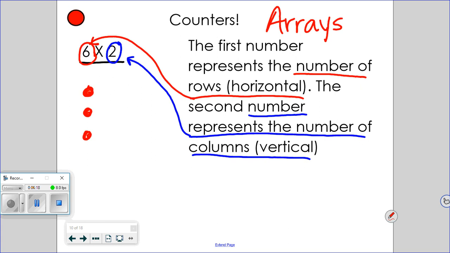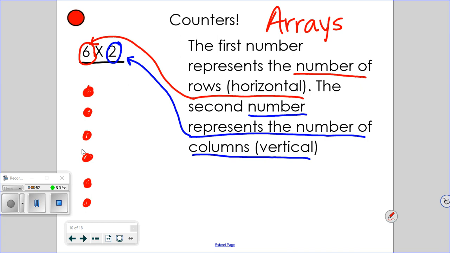With the red side of your counters, you're going to make one column, and there's going to be 6 red counters, just like I've done it. That sounds tricky because we just learned that our first number is supposed to be our rows, and it will be. We will have 6 rows going sideways. You're building this with your counters. You're not drawing it in your notebook right now.